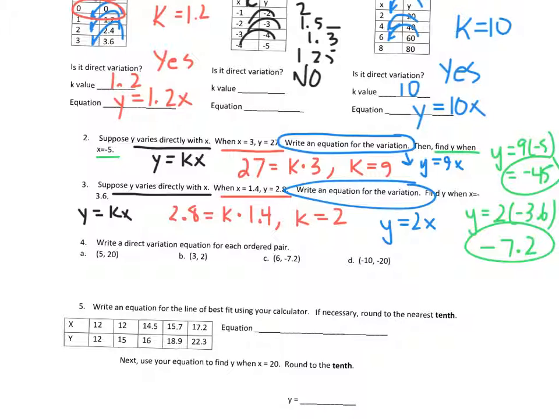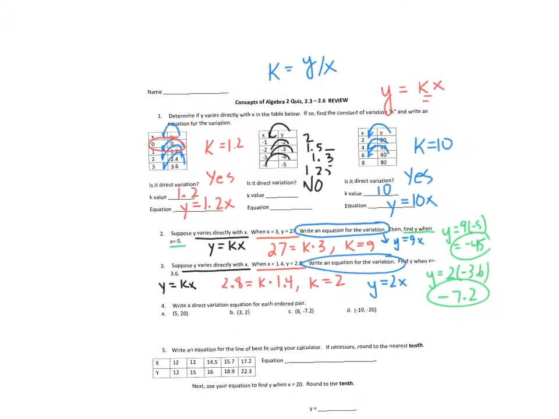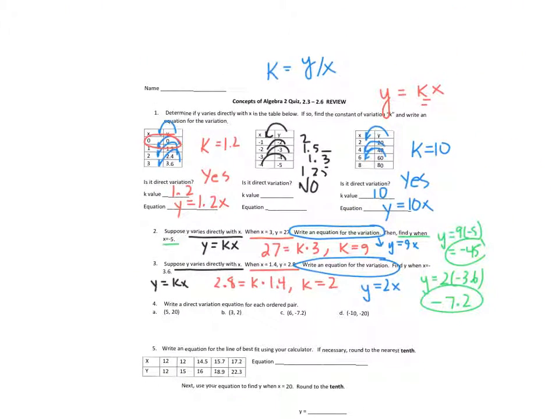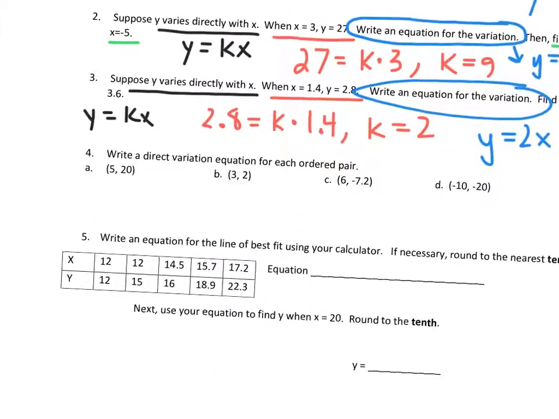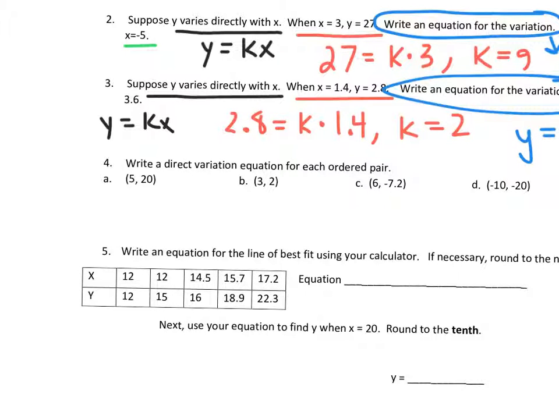Okay, number 4, write a direct variation equation for each ordered pair. So in direct variation, k is y divided by x, and your equation is going to be y equals kx. So if I have an ordered pair, to make it simple, I'm going to do y divided by x, because I'm trying to figure out what I multiply x by to get y. So k is 4, so my equation is y equals 4x.